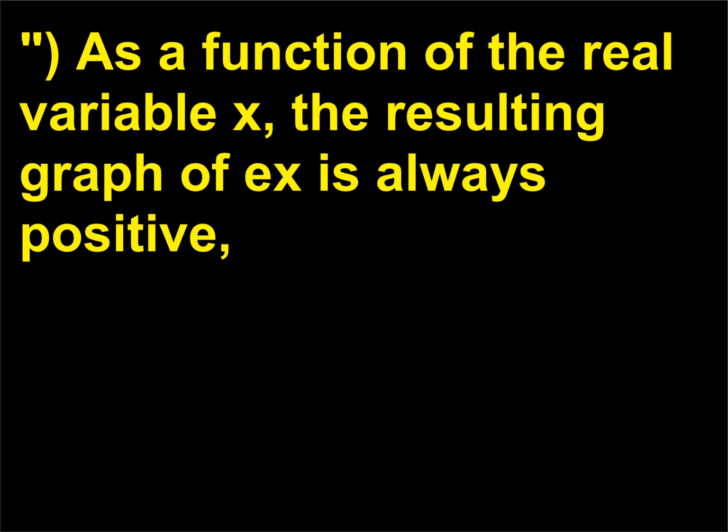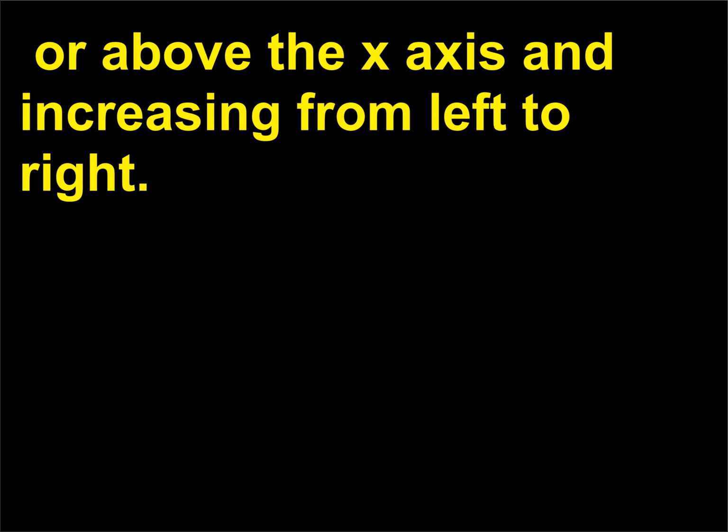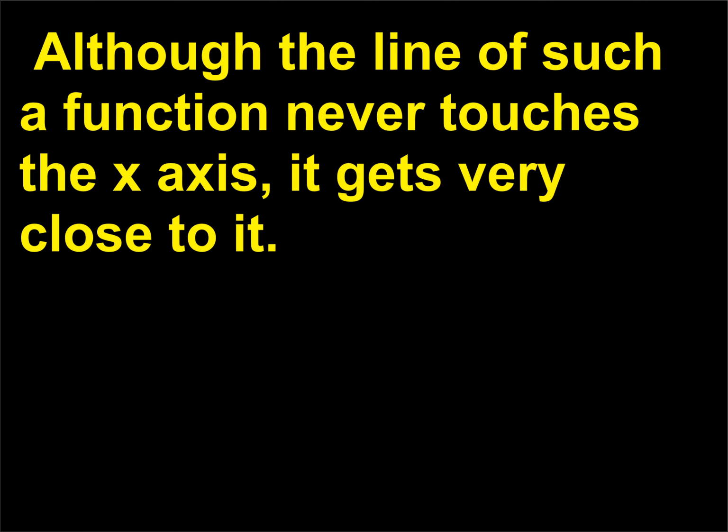As a function of the real variable x, the resulting graph of e^x is always positive, or above the x-axis, and increasing from left to right. Although the line of such a function never touches the x-axis, it gets very close to it.